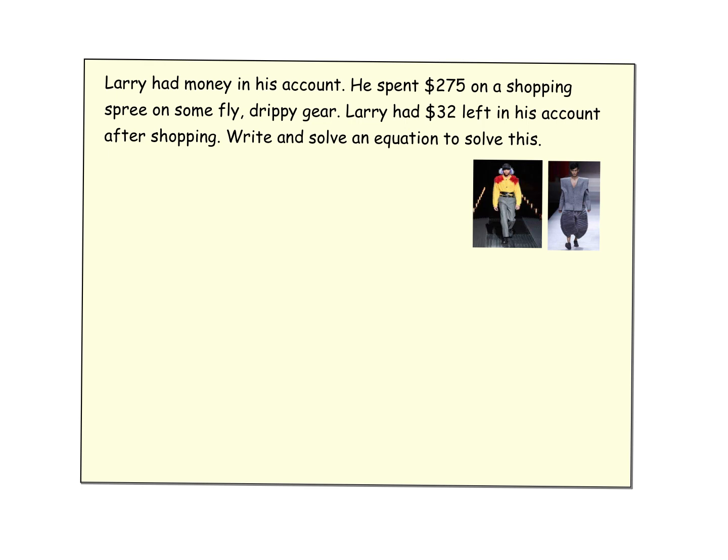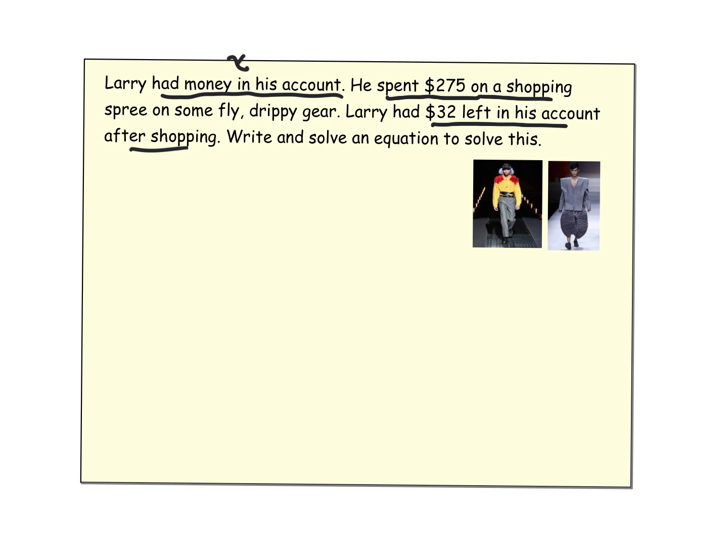All right, let's try one more. You can just do this over on the side. So it says Larry had some money in his account, and he spent $275 on a shopping spree on some fly drippy gear. Larry had $32 left in his account after he went shopping. Can we write an equation to see how much money he had in his account to start with, since we don't know that? So first thing, let's give that a variable.